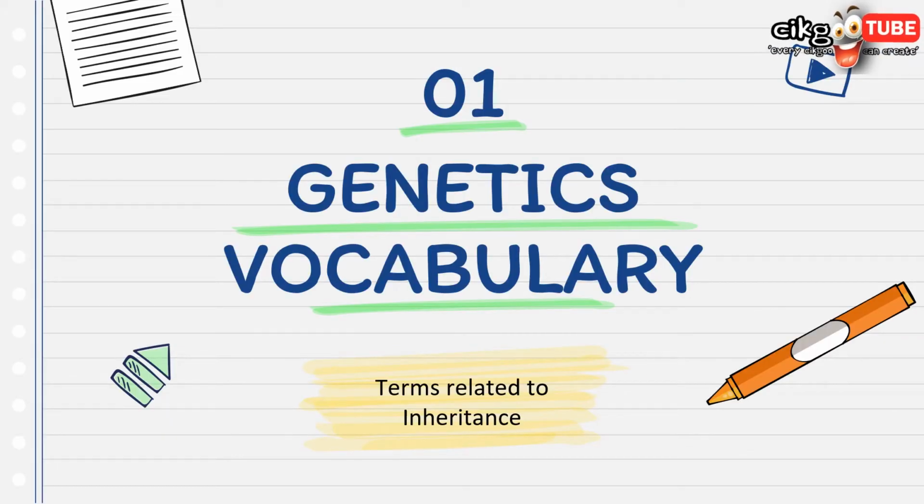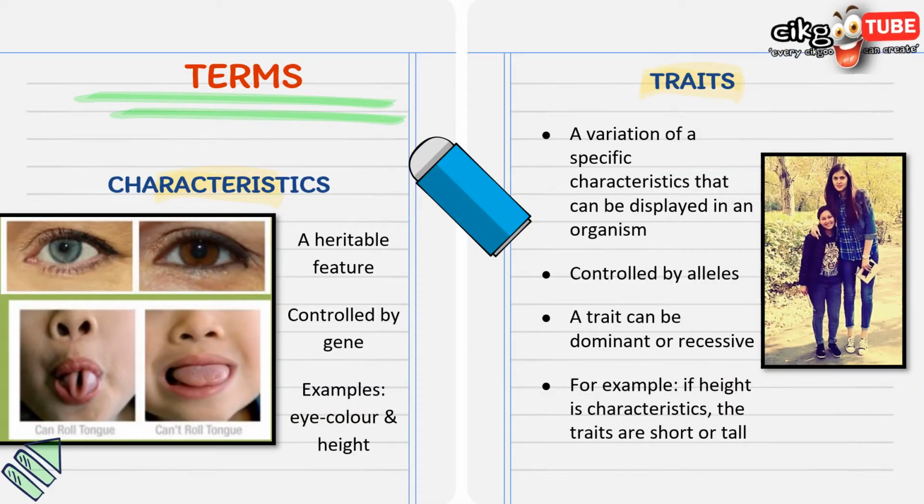Next, let's look at the genetics vocabulary, all the terms that are related to inheritance. Characteristics is a heritable feature of an organism. It is transferred through gametes from parents to offspring. Each characteristic is controlled by a gene. Examples are height and eye color.